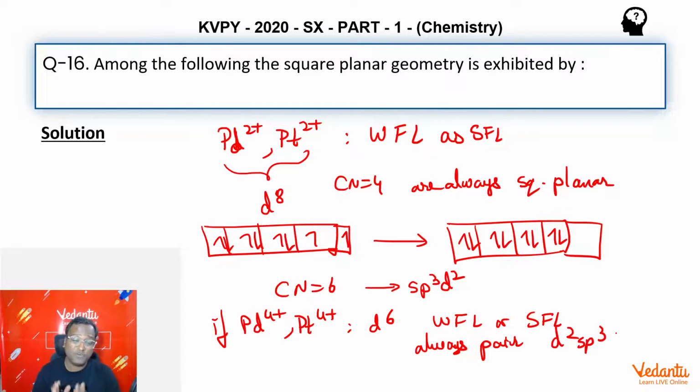So be careful with respect to palladium 2+ and platinum 2+ complexes. Coordination number 4, always inner orbital, always square planar. Coordination number 6 with charge 2+ on the cation is outer orbital sp3d2, because there are not enough vacant orbitals. What about platinum 4+ and palladium 4+, a d6 configuration? Electrons will always be paired, so it will end up forming an inner orbital complex, that's d2sp3.